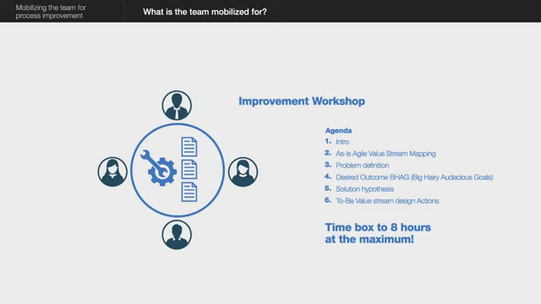You would do an as-is value stream mapping exercise, which is covered in Module 6 of this course. You would define the problems identified. You would specify the desired outcomes or even set yourself BHAGs or big, hairy, audacious goals. You would look at a solution hypothesis for the to-be value stream. What would the to-be be? And you would come out with some actions. Now, at the maximum, 2 days if it's a very complex process, but try and keep it simple and keep it to a day. It's amazing how much you can do in a day.